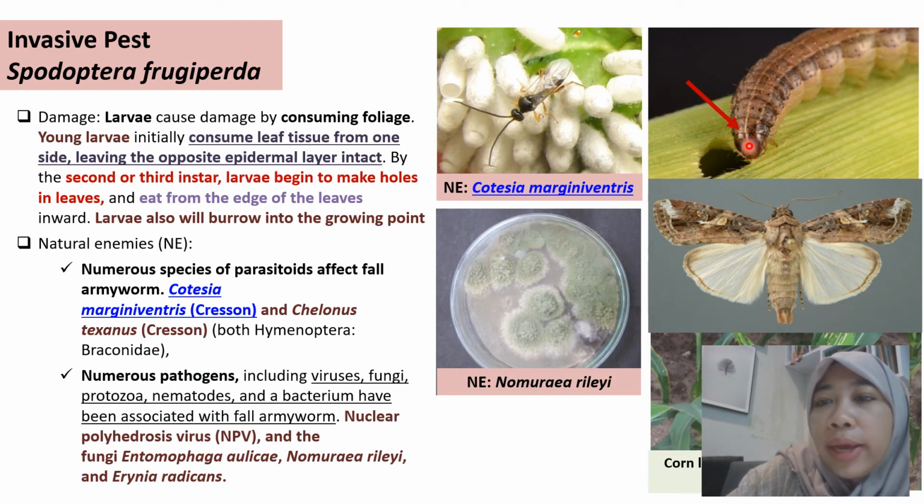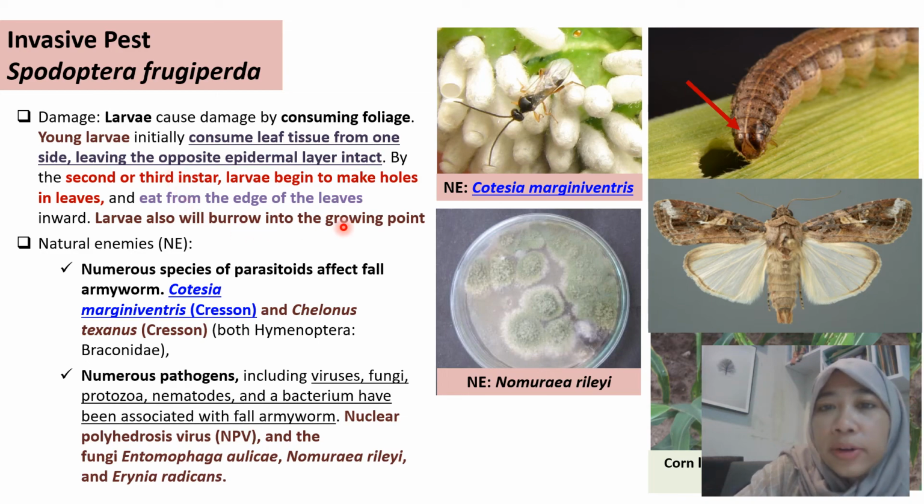This is why on the head we can find the Y shape of Spodoptera frugiperda. For the damage, the young larvae consume the leaf tissues, leaving the opposite epidermal layer intact, and the late instar larvae make big holes in the leaf.